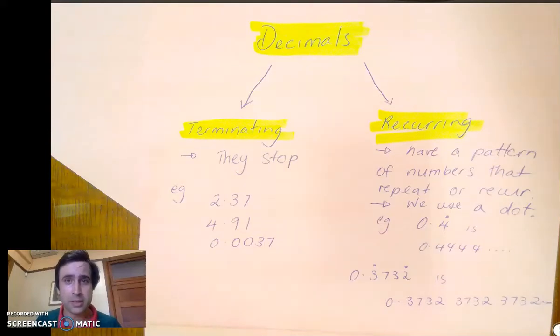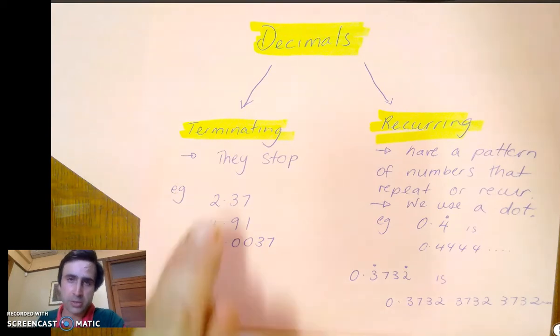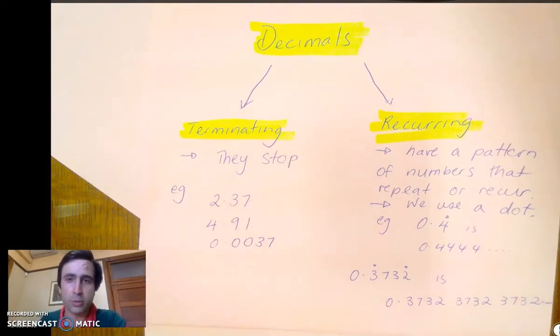Hello. This lesson is on decimals and the different types of decimals that we have. I'm just going to outline. Here we have two types. We've got terminating decimals and we've got recurring decimals. At the moment, I'd expect you to already know something about each of these.